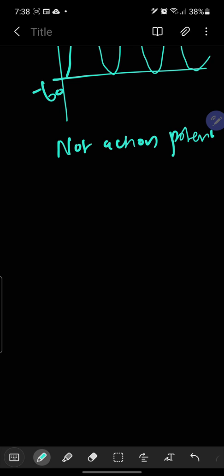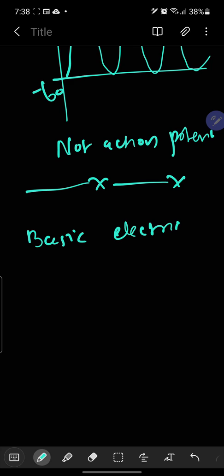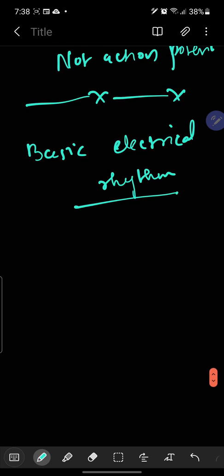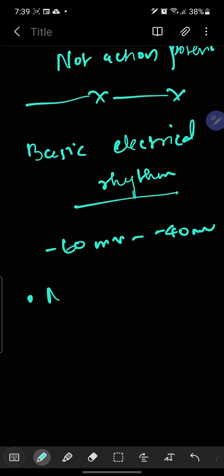Now, basic electrical rhythm. It is this oscillatory restless membrane potential which oscillates between -60 millivolt and -40 millivolt. It does not produce an action potential, so there is no muscle contraction.